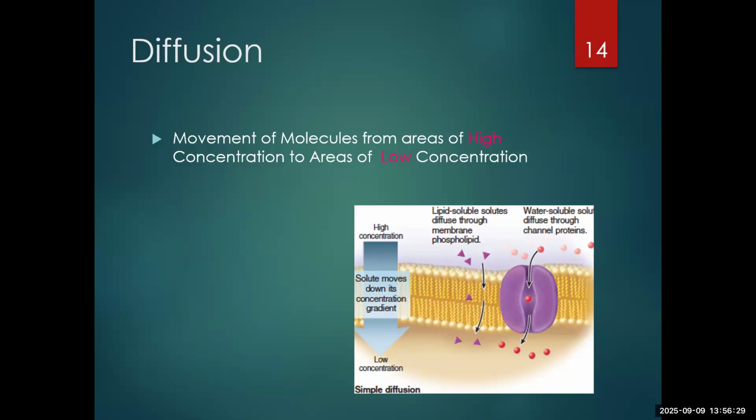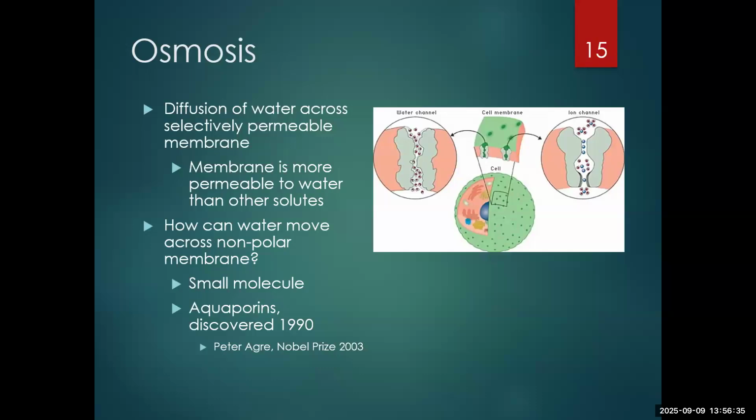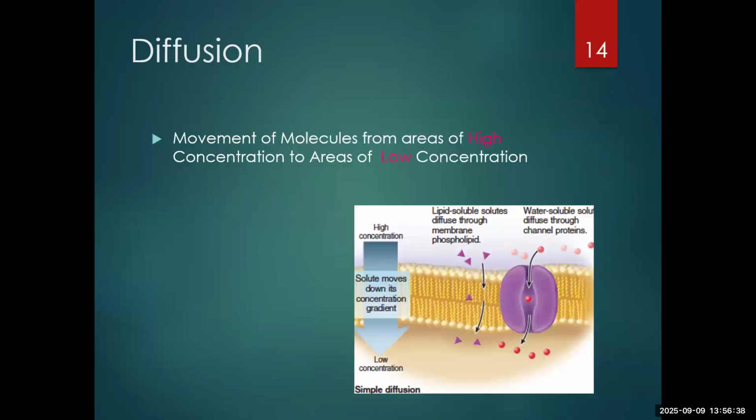Water soluble, as we mentioned, like with glucose, have to go through a channel. All right. So I'm just going to give you another example of diffusion. Particles that can diffuse across the membrane include gases like oxygen. So oxygen is O2.